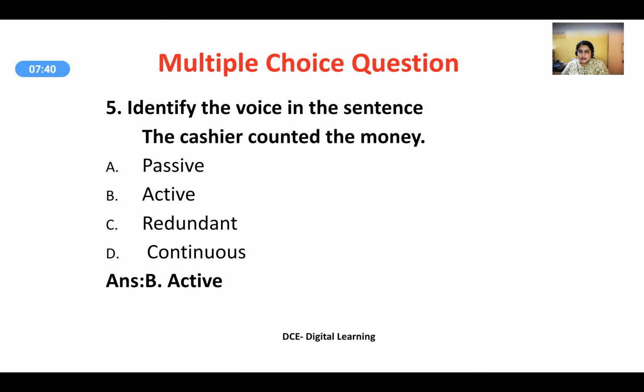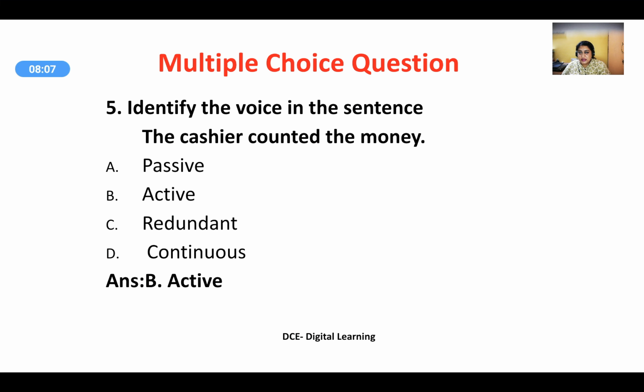Identify the voice in the sentence. The cashier counted the money. Who is the person doing the action here? Cashier. And what is the action? Counting. And what did he count? The money. So the focus is on the person doing the action, that is counting money. The cashier counted the money, and obviously this is an example of active voice. The options provided are passive, active, redundant and continuous, and the answer is active voice.